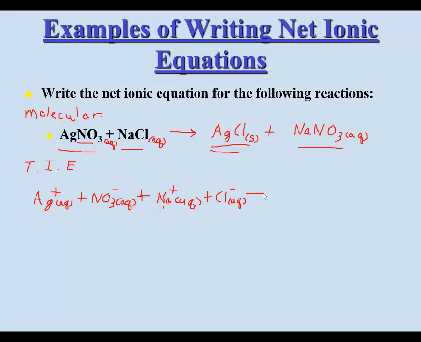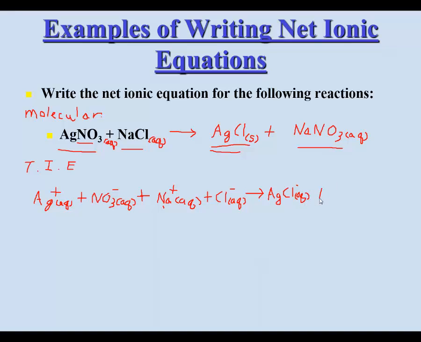So when I show my products, I'm going to show the precipitate of silver chloride together. I do not break it up because the silver cations and the chloride ions are part of an ionic lattice. They're together in very close proximity. Sorry, there should be no charge there. So no charge on this.